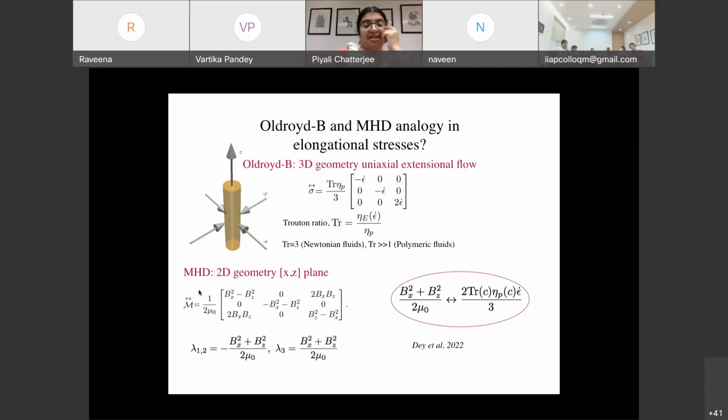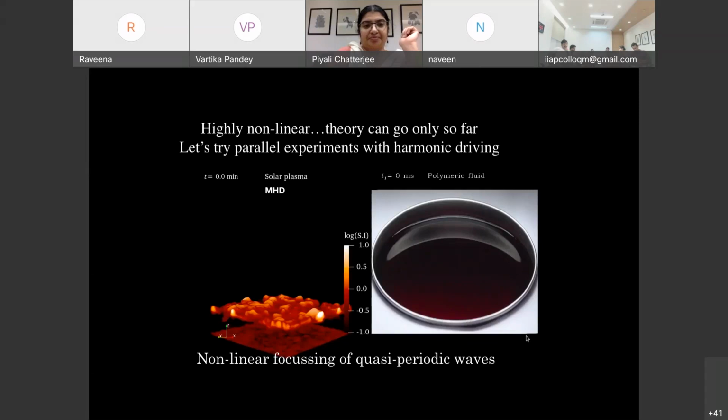So then we compared it with MHD, the stresses in case of a 2D geometry that we have used. And then we find this equivalent. So you have these stresses on the left-hand side, you have the Maxwell stress, and that is equivalent to the viscoelastic stresses. So that is one of the scaling arguments that we have given in that paper. Now this theory is linear, so it can only go so far, but this system is non-linear.